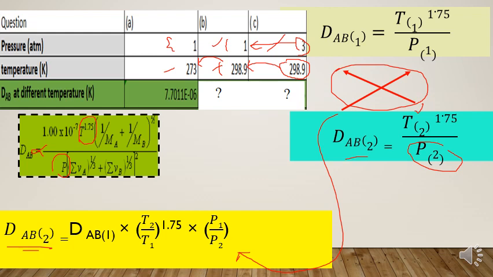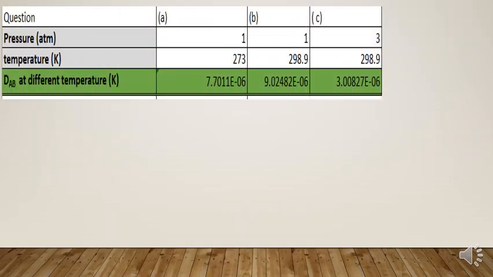So let's start with question B. This is the value of DAB that I determined by using the equation of correlation between DAB, temperature and pressure that I showed you in the previous slide. I will show you one by one how I get the answer for B and C. Now let's start with B. How can I get this answer?